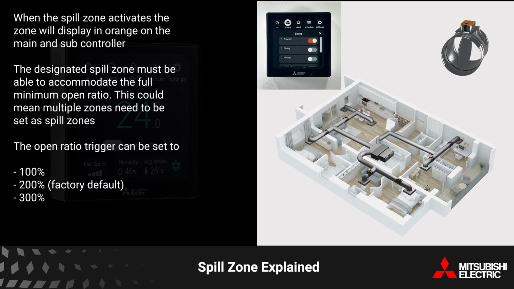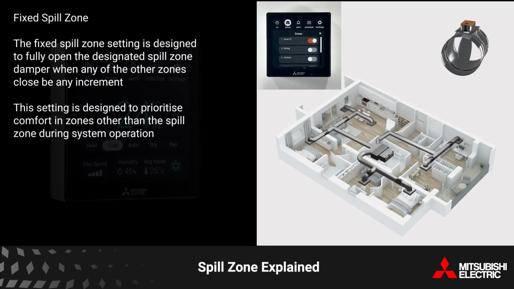The zones set as spill zone must be able to accommodate the full zone ratio minimum. This could mean you need to set more than one zone as the spill zone to accommodate this. The minimum spill zone ratio trigger can be set to 100, 200, and 300% depending on the number of outlets in the designated spill zone required for the system.